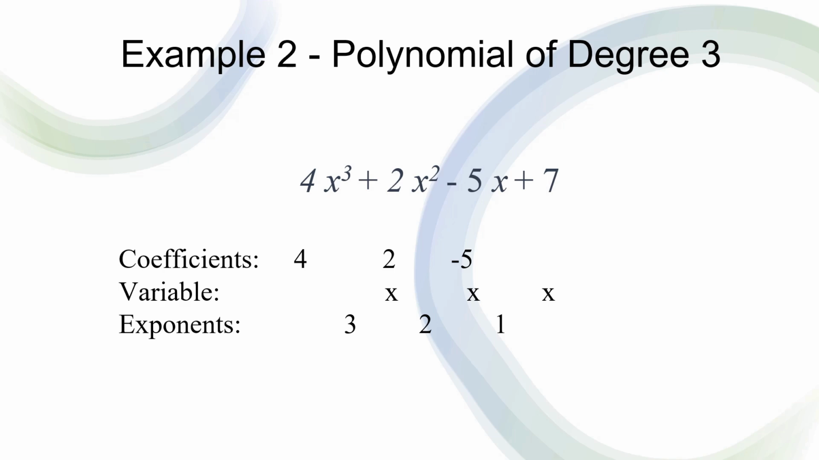Implicitly, x is to the power of 1 when there's no exponent shown. And the term plus 7 is a constant term. There's no variable or exponent associated with it. The explanation in this sentence confirms that it's a polynomial of degree 3 because the highest power of x is 3, which corresponds to the term 4x^3. The other terms are of lower degrees.